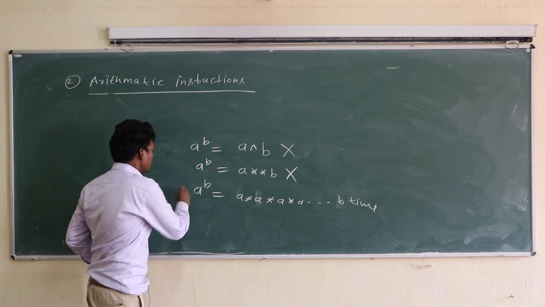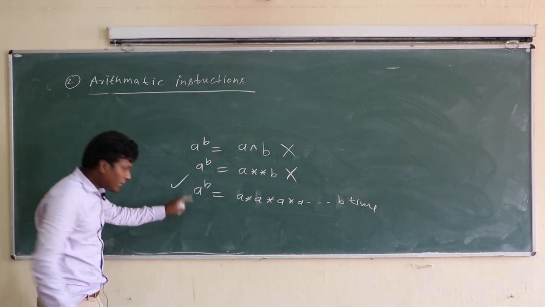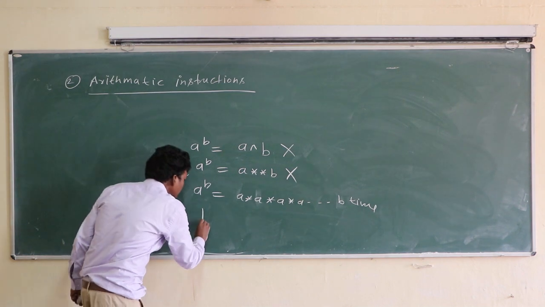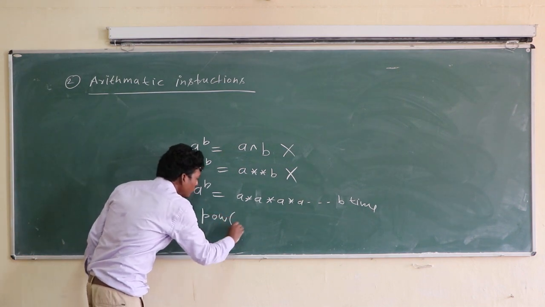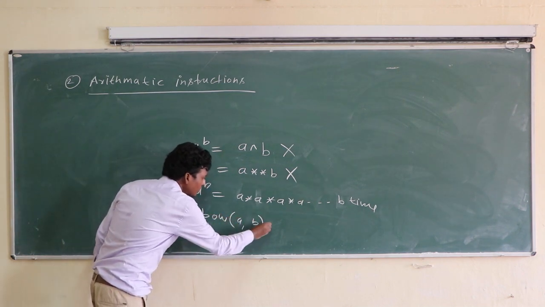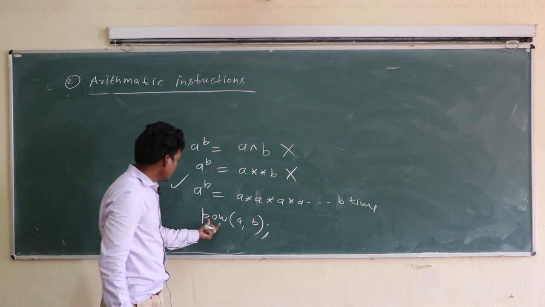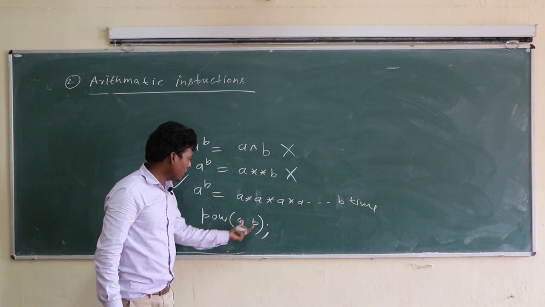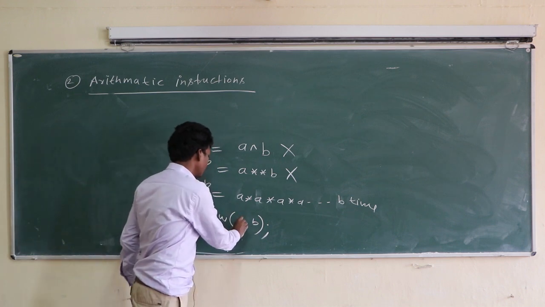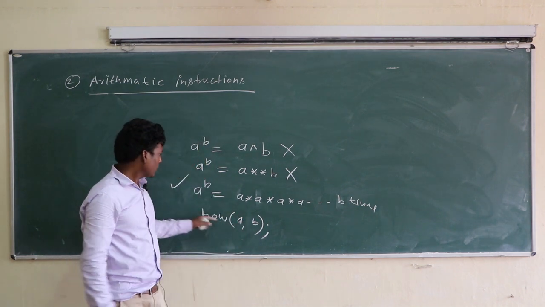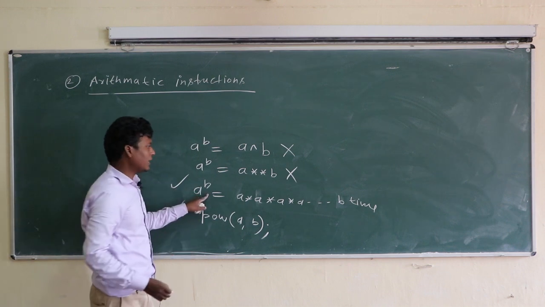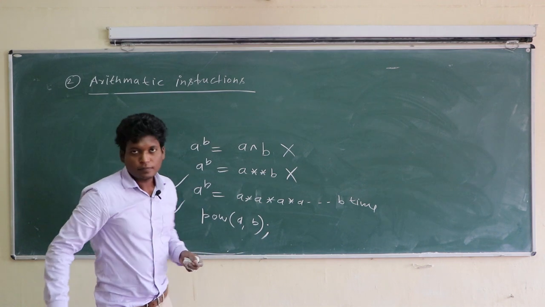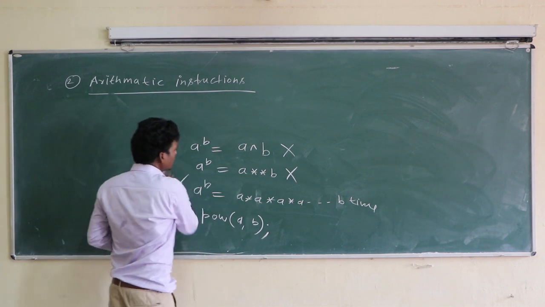One option is this, and the second option is you can use the pow function, that is pow(a, b). When you use the pow function, it performs a to the power b. So this is valid and this is valid, but these other forms are not valid a to the power b operations.